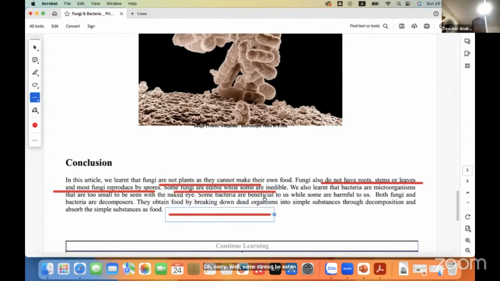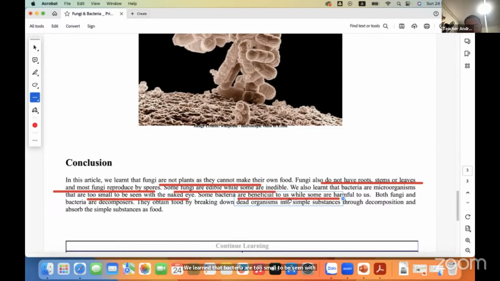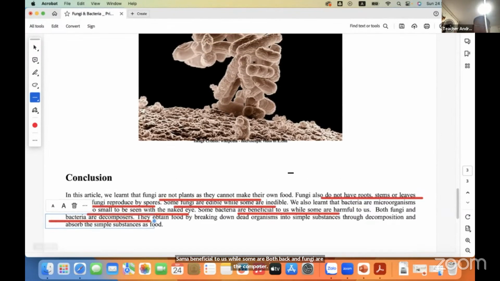We learned that bacteria are too small to be seen with the naked eye. Some are beneficial to us, while some are harmful. Both bacteria and fungi are decomposers. All right. That's all we learned today. So please remember to memorize these key points.